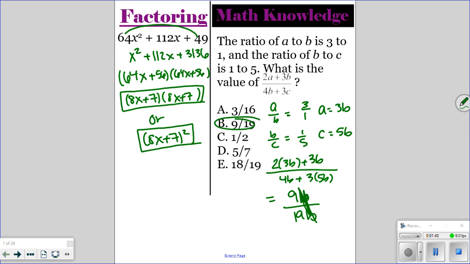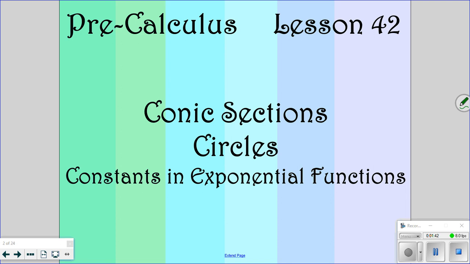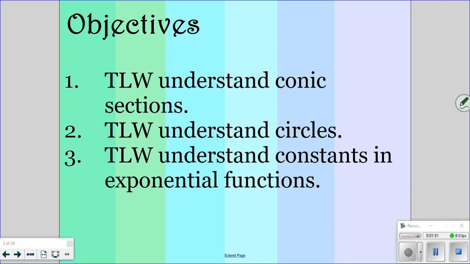Okay, now we're going to look at lesson 42. We're going to look at the conic sections, we're going to look at circles, and then we're going to look at some constants in exponential functions. So hopefully after this lesson, you'll understand some about the conic sections, you'll understand about some circles and constants in your exponential functions.